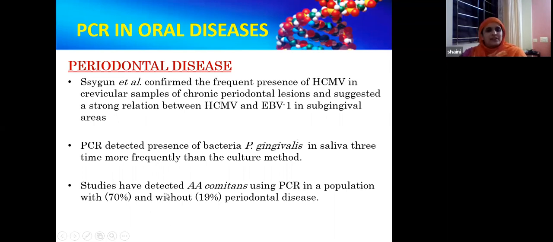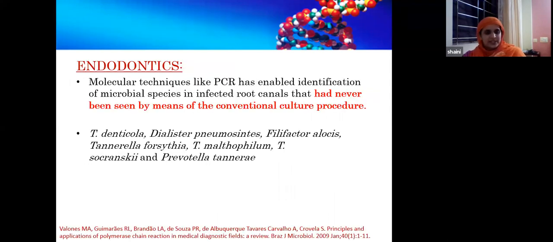Another aspect in periodontal diseases is that the presence of A. actinomycetemcomitans has been shown to be almost 70% in people with periodontal disease, as opposed to 19% in people without periodontal disease. So these are some of the applications in periodontal diseases.